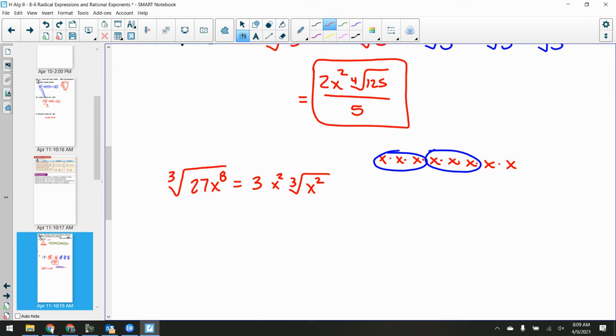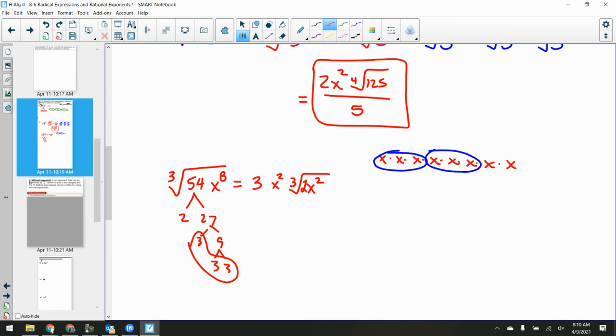What if I had changed this number? What if I had said instead of 27, what if I had said 54? Well, this would have been 2 times 27, and then that's 3 and 9 and 3 and 3. See, I have a buddy set of 3s coming out, but then there would be a 2 left over, right? So the leftover goes inside the radicand, inside the house. Okay. So the rules that we had for square roots still apply to our bigger indices. All right, let's keep going.